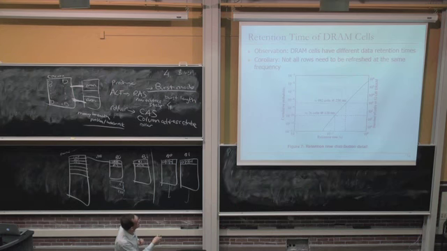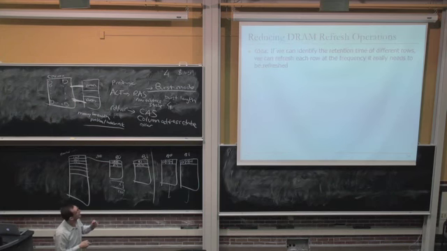Now we can exploit it, though, perhaps, if we can somehow expose this to the system. So how can you take advantage of this? Basically, the observation is that only very few cells need to be refreshed very frequently. So if you can identify the retention time of different rows, we can refresh each row at the frequency it really needs to be refreshed. Right?